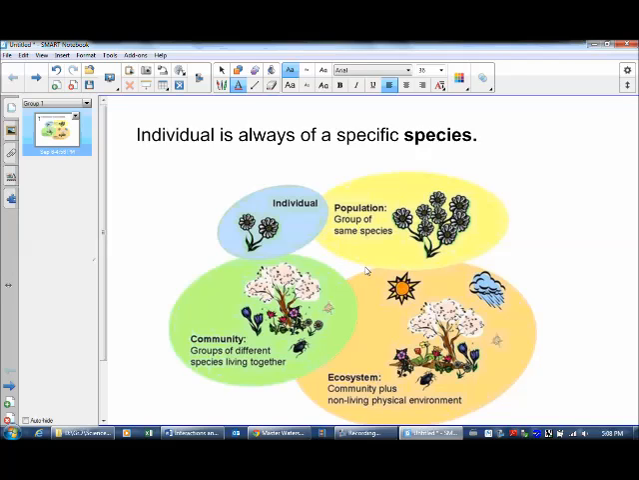Again, if we look in that area, we might have a lot of different flowers of different species. And it looks like we've got a tree here as well, and a certain type of beetle. So we've got lots of different species of organisms all living in one area. That's called a community.